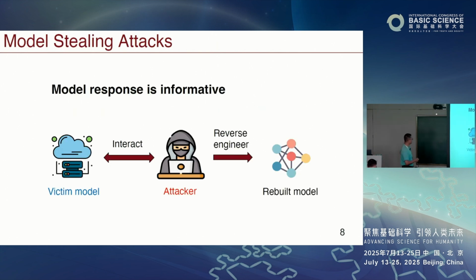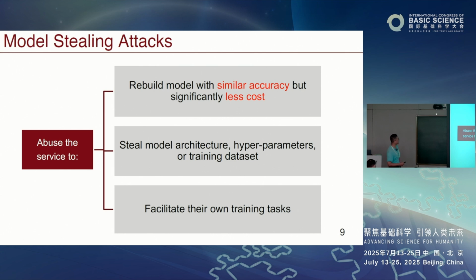All right. This is a simple example, but more generally, we have this framework. We have the victim model. That's the model you use to provide predictions for your customers. And the attacker pretends to be a customer and then interacts with you. So he sends queries and you provide predictions. And then he will reverse engineer to get the model as accurate as possible.